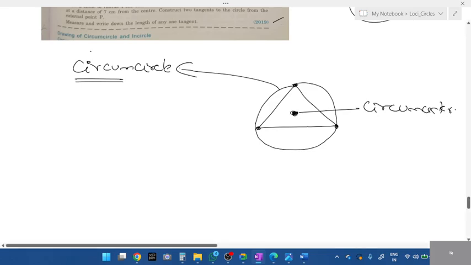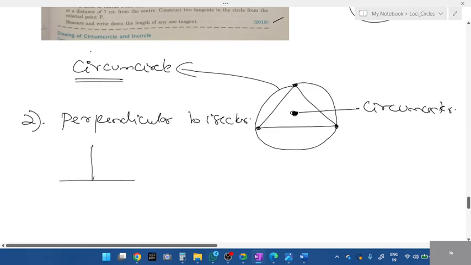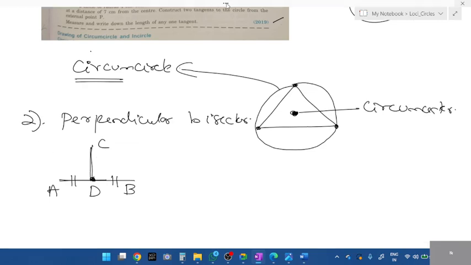Okay, for circumcircle, which is outside, we need two perpendicular bisectors. What do you mean by perpendicular bisector, students? You all know the symbol for perpendicular bisector? This is the symbol, right? Perpendicular. What is this line? You can take it as A, B, C, and this is D. This CD will bisect this line into how many parts? Two parts. So how many perpendicular bisectors do we need? Two. You draw any triangle.